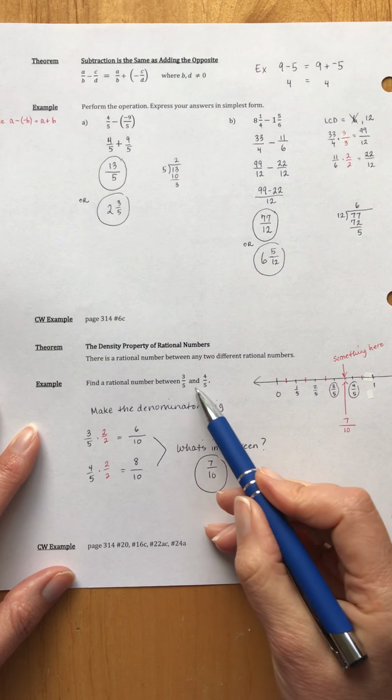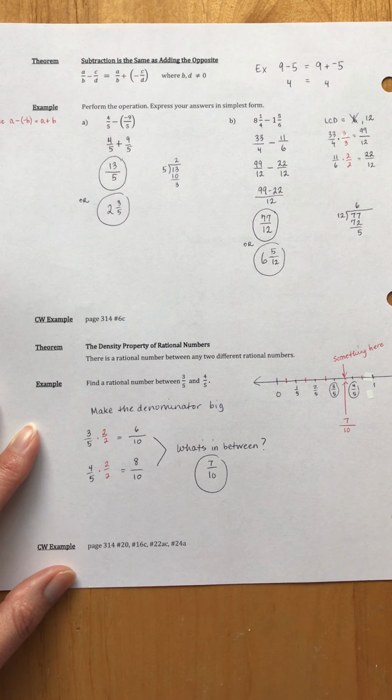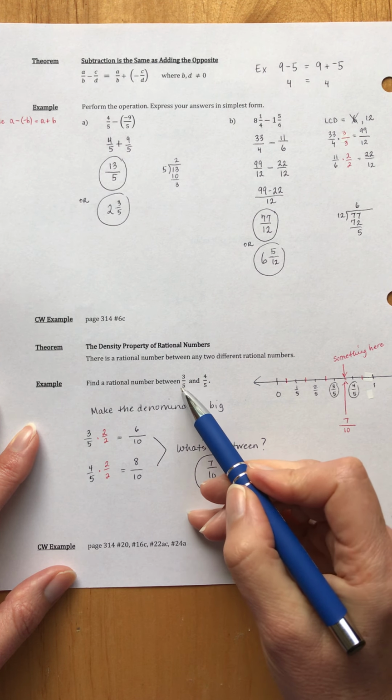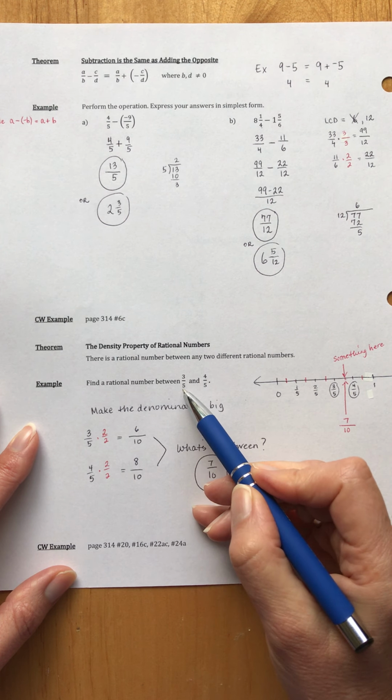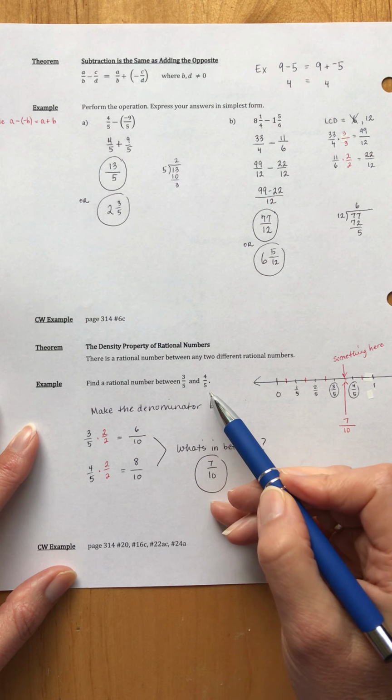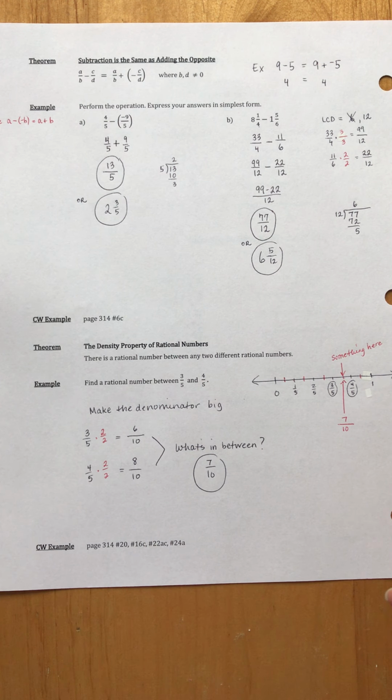Now, if it didn't work going to tenths, you may have to go even bigger. So first you need a common denominator with the fractions. So if they start off with something like 3/4 and 4/5, you've got to get a common denominator. If that doesn't do it, keep making the fraction bigger and bigger until you can finally find a number in between.